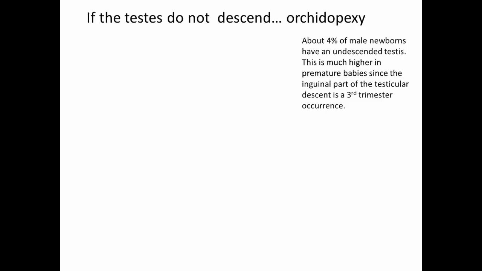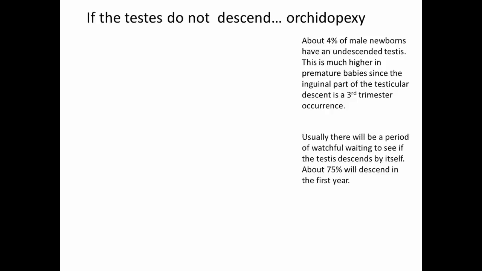So let's have a look. About 4% of male newborns have an undescended testis. This is much higher in premature babies because the inguinal part of the testicular descent is a third trimester occurrence. So the earlier you're born, the less likely the testicle is going to be in the scrotum. And so typically people are just going to watch and wait to see what happens. About 75% of the time, that testicle is going to descend all by itself, and there's really nothing to worry about. The gubernaculum does its job, and it's going to pull the testicle down into the scrotum.